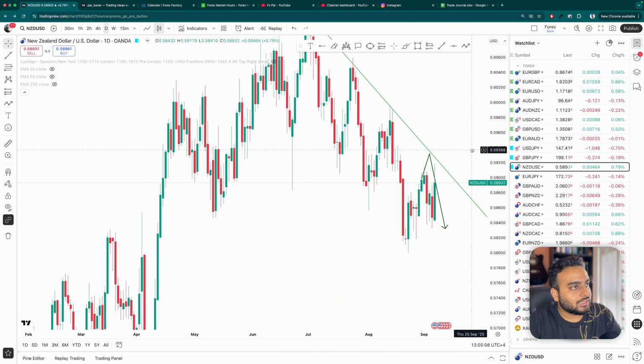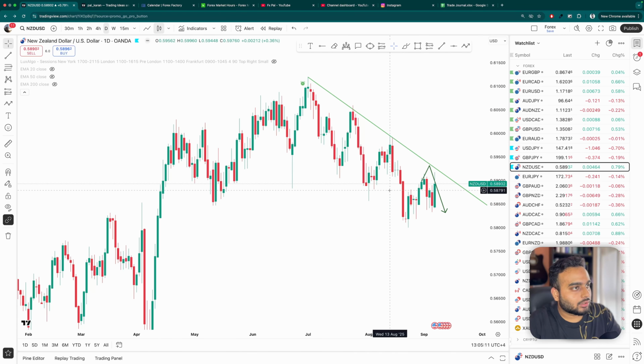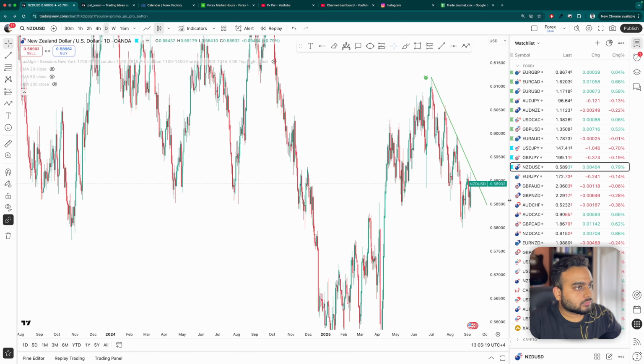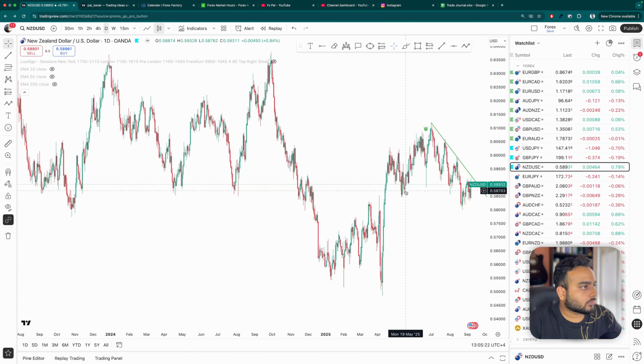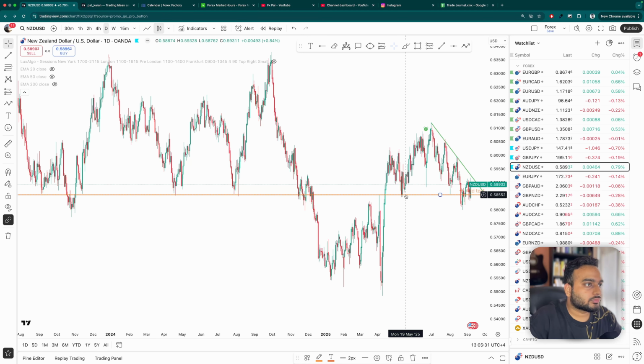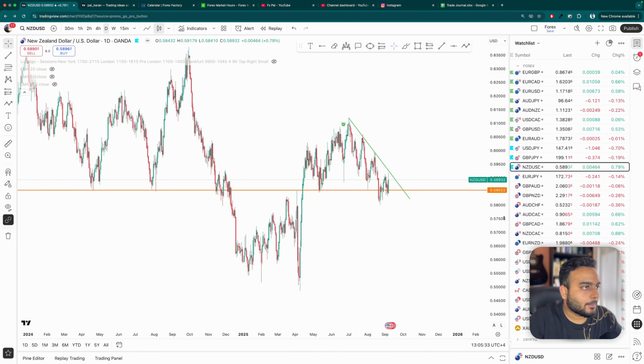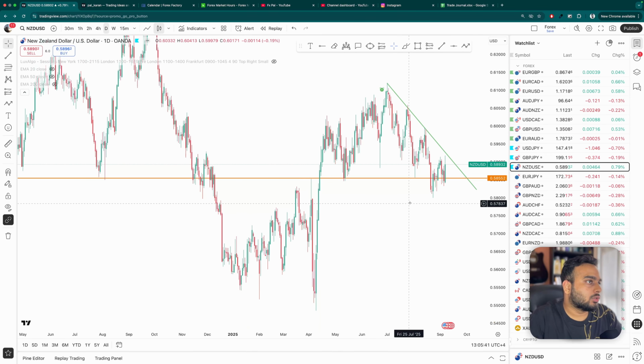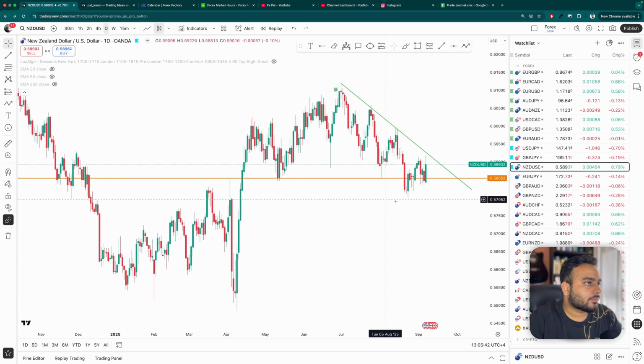NZD USD is closing on our trend line. It's also good. You can see support resistance area. Previously, it has acted as really nice support. So I'll mark this line. But this is also one problem where the price might come back and then start giving rejections right here.